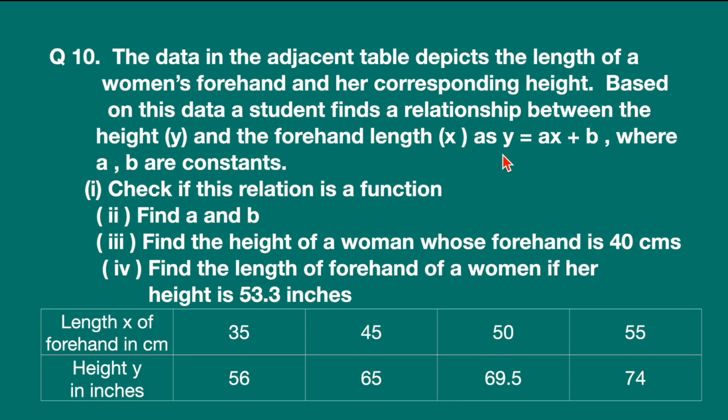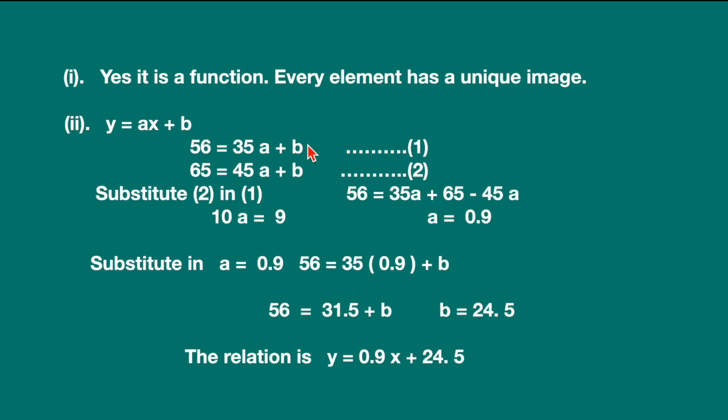Find a and b. So this relationship, they are asking us to find a and b. For that, there are two unknowns here, so we need two equations. We will get that by substituting these values of x and y. If x is 35, y is 56. Substitute here, you will get the first equation. When x is 45, y is 65. Substitute again, you will get the second equation. So here it is 56 is equal to 35a plus b, 65 is equal to 45a plus b.